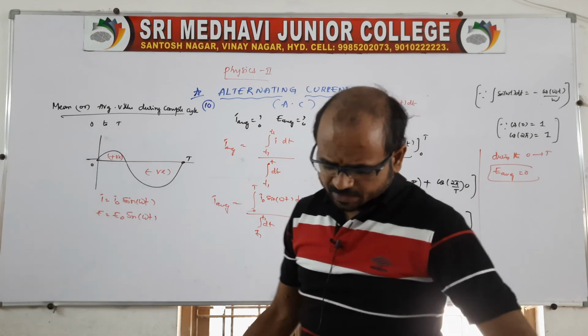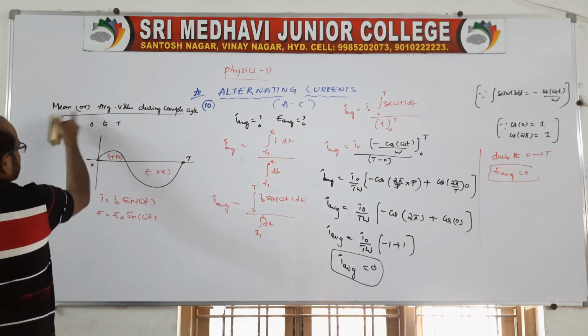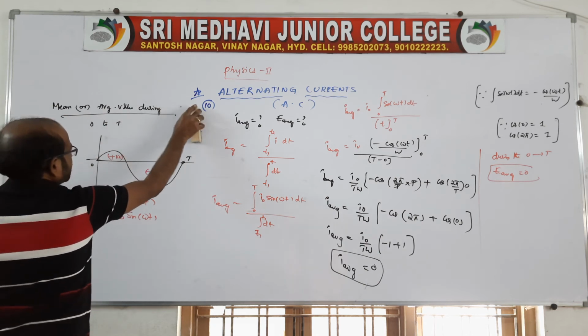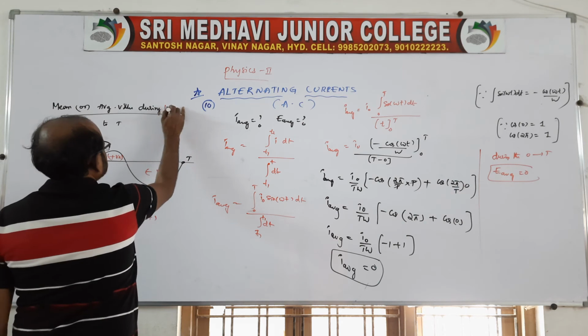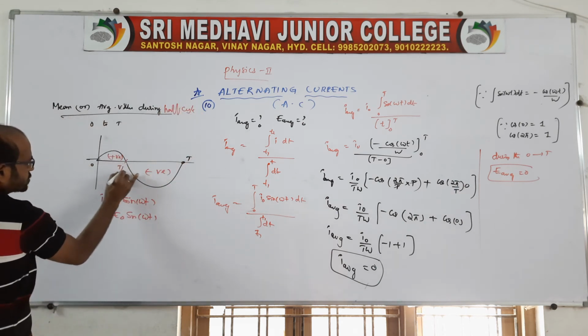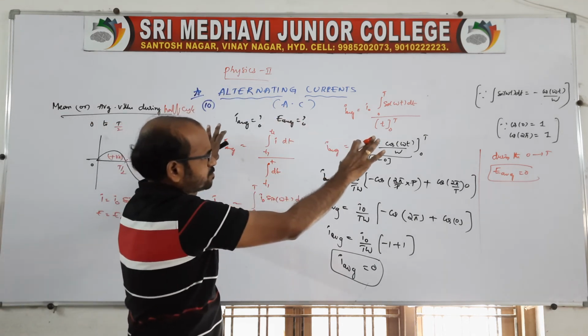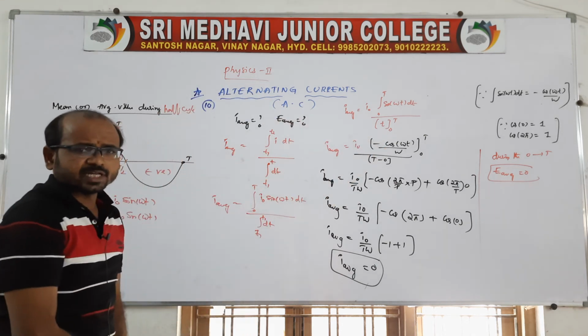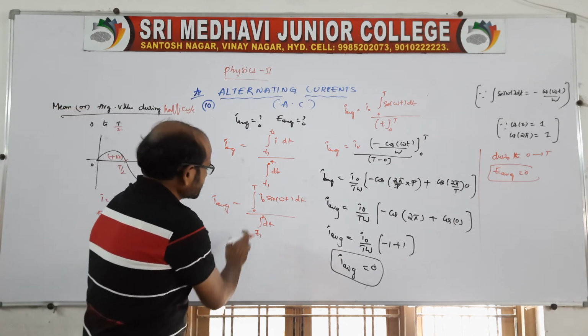Suppose I go for the half cycle, so you write mean or average value during the half cycle. Half cycle in the sense is 0 to T by 2, that's all. You write here, simple. Getting my words? Everything is the same, the derivation part, everything is the same. Sir, what do we need to change? Of course, here we need to change just the limits 0 to T by 2.